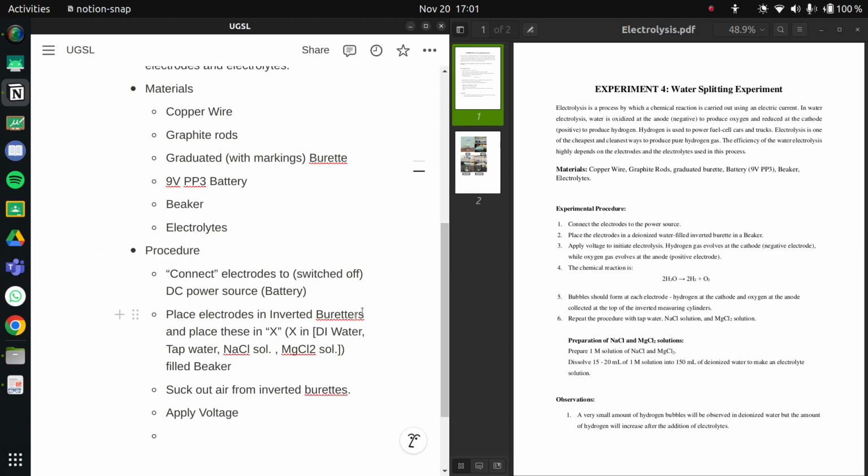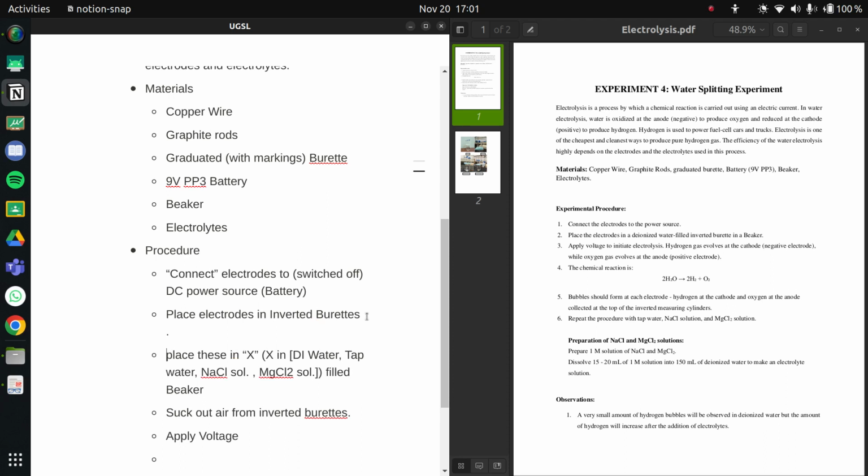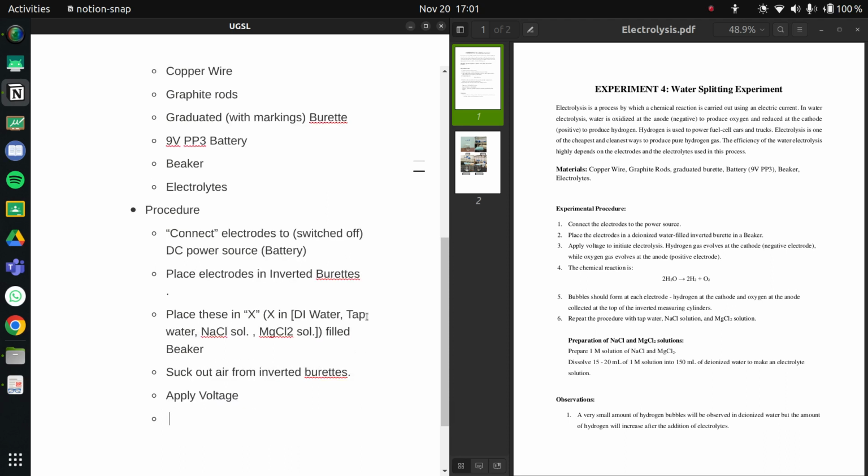Actually, I should probably break in, so it's not burettes, that's not correct. So here it's place it after this step. That's what we did at least. Okay, suck out the air, apply voltage.